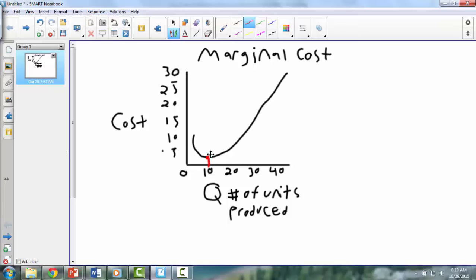So me looking at this, I can say, okay, it's cheapest for me to produce at 10 units. It's going to cost me about $5 to do so. So remember, a marginal cost graph looks like a Nike swoosh, and it is used to determine how many units of a good or service one should produce.